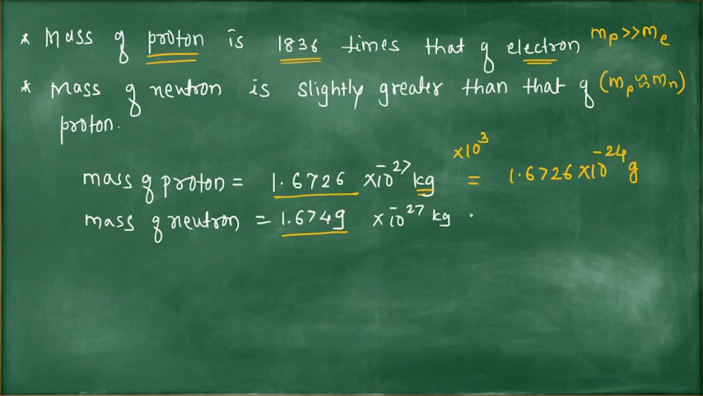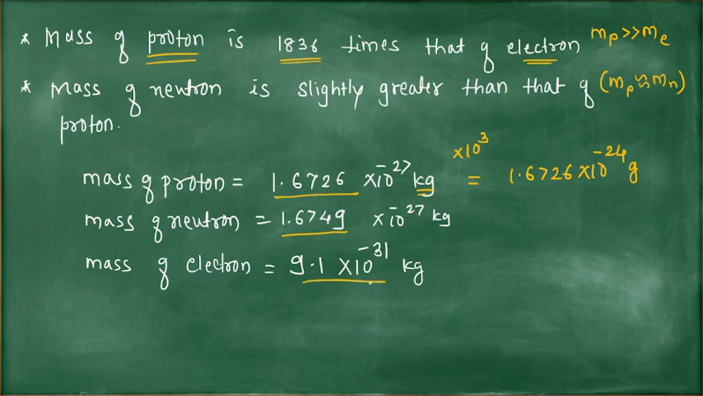This you can write in gram also. And the mass of electron, if you divide the mass of proton by 1836, you will get 9.1 times 10 raised to minus 31. Here it is minus 27 and here it is minus 31, so it is 10 raised to 4 times less than the mass of proton. So this mass is very small as compared to the mass of proton and neutron.